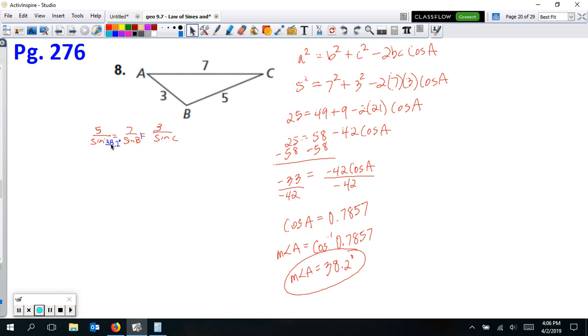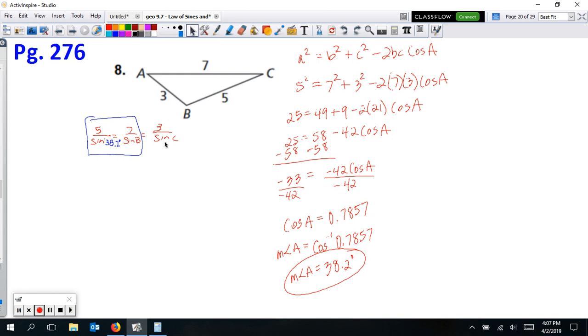So now I have sine of 38.2 degrees because I just found A. But I don't know B, I don't know C. So I could find B next. So if I want to find B next, I can then do just these two. And I would want to find B by multiplying sine of, actually I should say it the other way around.